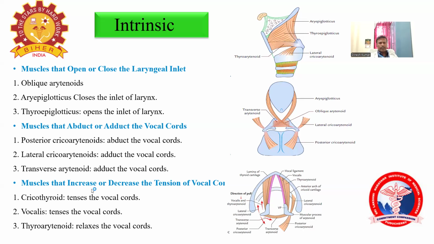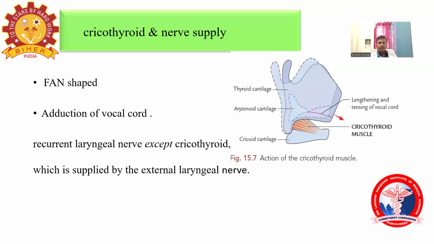Next, the muscles that increase or decrease the tension of the vocal cord. So, cricothyroid tenses the vocal cords. Vocalis muscle tenses the vocal cords. Thyroarytenoid relaxes the vocal cords. Aryepiglotticus, thyroepiglotticus and the lateral cricoarytenoid, so the oblique arytenoid, the lateral cricoarytenoid and the posterior cricoarytenoid. So these are all the movements of the intrinsic muscles of the larynx.